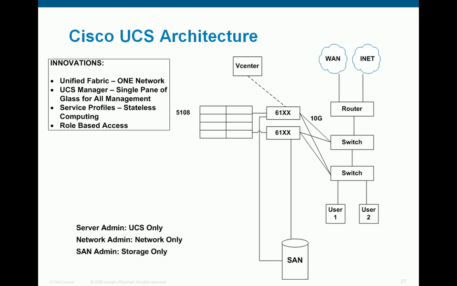So just to go back over the innovations, there's the unified fabric, one network connectivity for everything, UCS Manager, one management point and single pane of glass, service profiles, and role-based access. And all these create compelling simplification and business value within the data center.